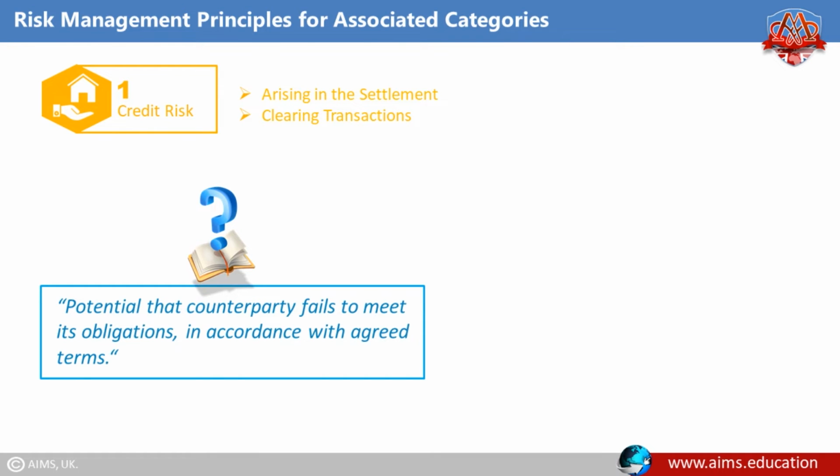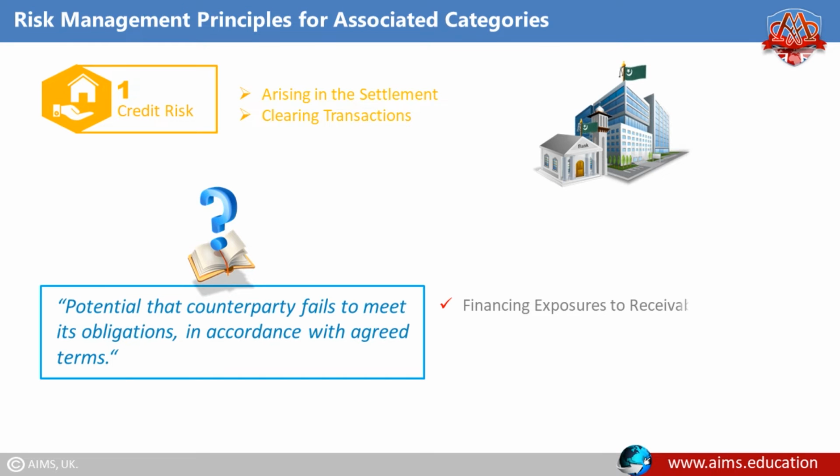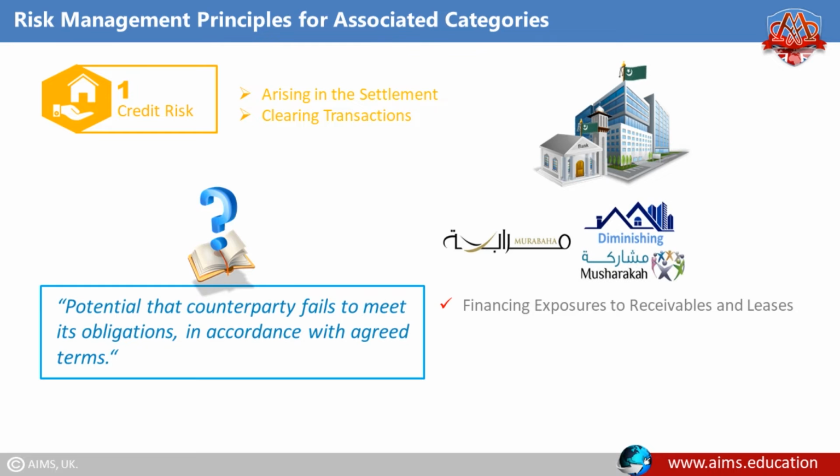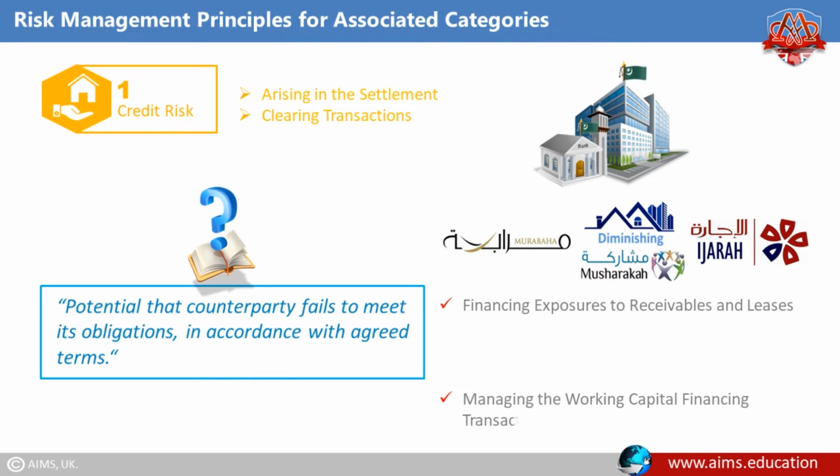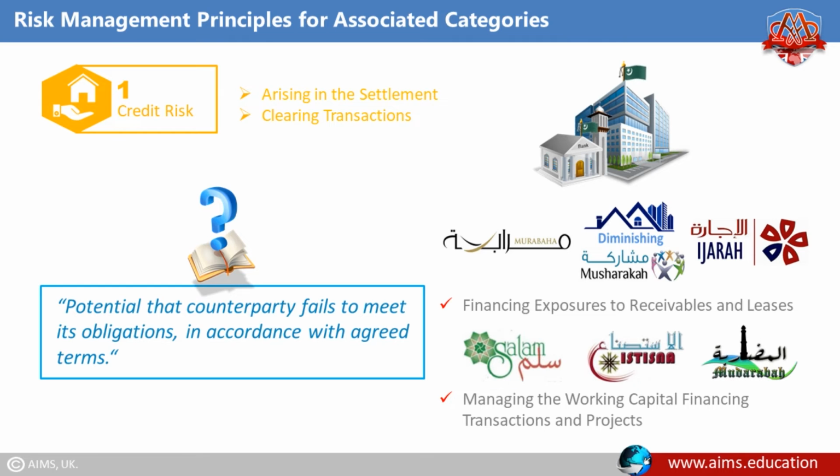The credit risk is applicable to institutions that have financing exposures to receivables and leases, for example, murabaha, diminishing musharaka and ijara, and institutions who are managing the working capital financing transactions and projects, for example, salam, istisna, or mudaraba.